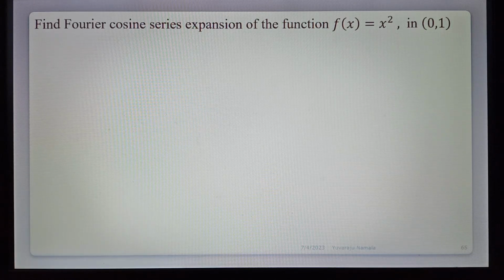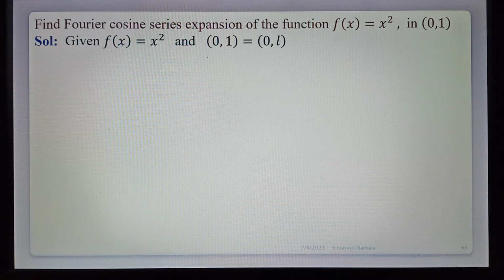Okay, so next question: find the Fourier cosine series expansion of the function f of x is equal to x square in the interval 0 comma 1. So 0 comma 1 means the 0 comma L interval. Given function x square, find only the cosine series. So 0 comma 1 is equal to 0 comma L, where L is equal to 1 here.